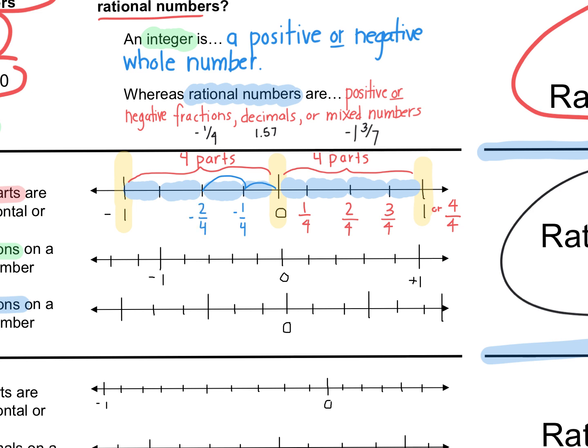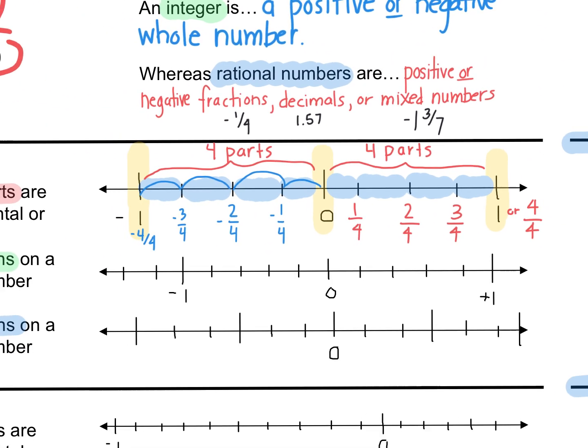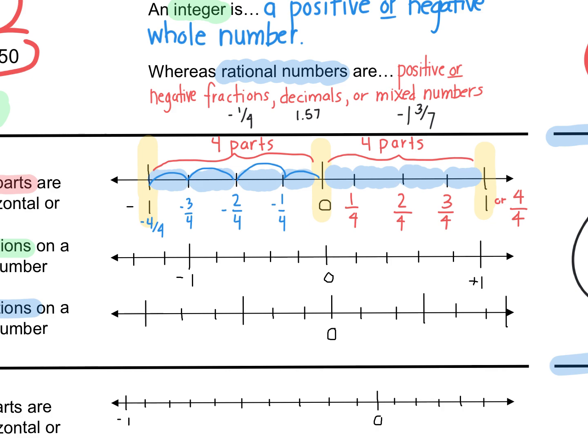I could put the negative anywhere in front, it doesn't matter where. I can go over another part and I can have -3 out of 4 parts. And if I go over one more part, I have -4 over 4 parts. Or just -1. Either one works. So that's what it means when we're talking about parts. When I say we know what fractional parts are, I can count the parts. I know how many parts there are.